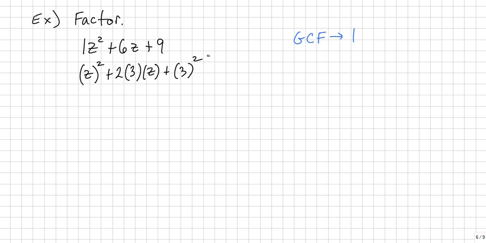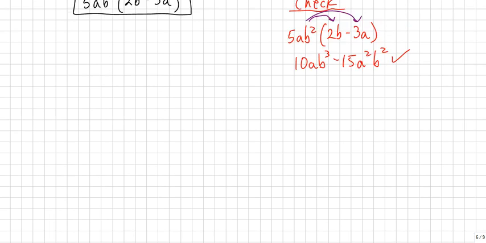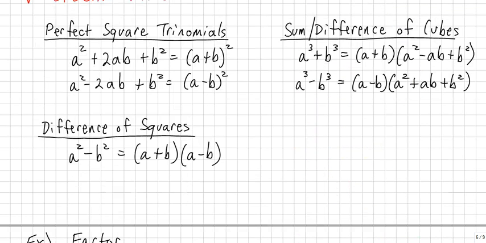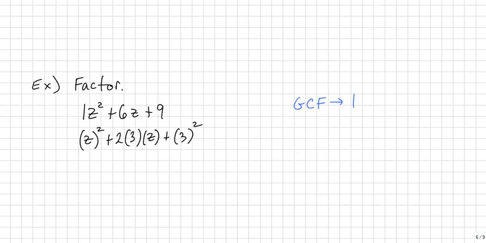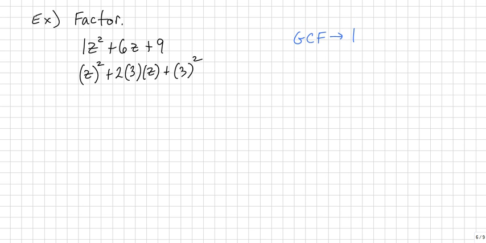Now, how did I know to write it that way? Well, I didn't necessarily know. I was just hoping that it would be a perfect square trinomial. And if you go back and look, the perfect square trinomial has got to be something squared plus 2 times 2 other things plus something squared again. So that was my motivation for writing this as z squared, and then 2 times 3 times z, and then 3 squared.